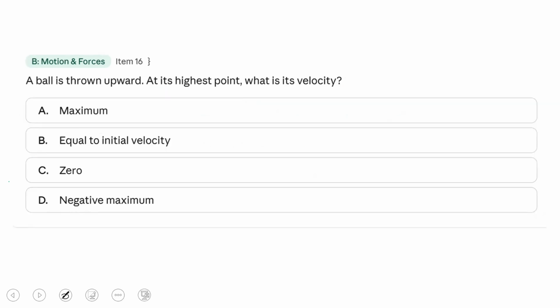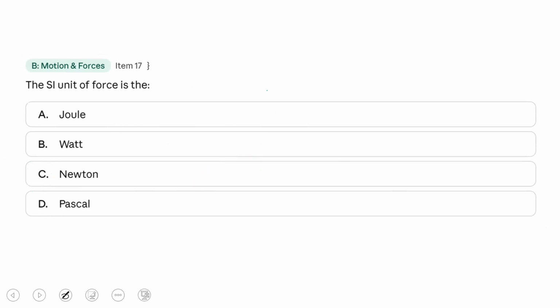And the next, a ball is thrown upward. This is projectile motion. At its highest point, what is its velocity? Highest point here, if this is your cliff and you throw the ball upward, the answer is 0. It's not moving here momentarily. All right. Item 17, the SI unit of force is Newton. Pascal is pressure, Watt is power, Joule is work.